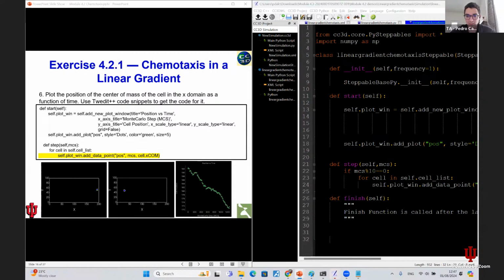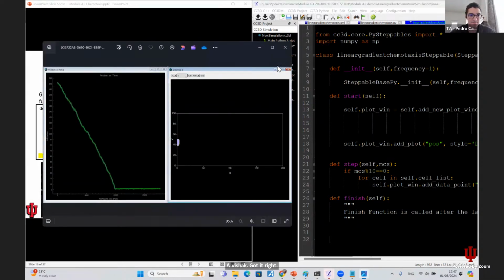Avishek got it right. That's correct. So your cell goes to negative X position and then hits the wall and stops.